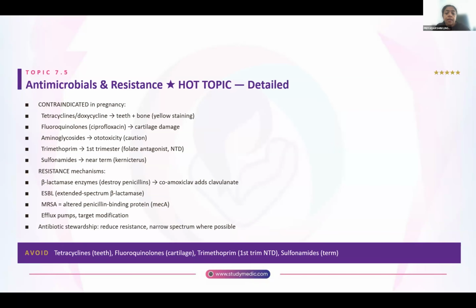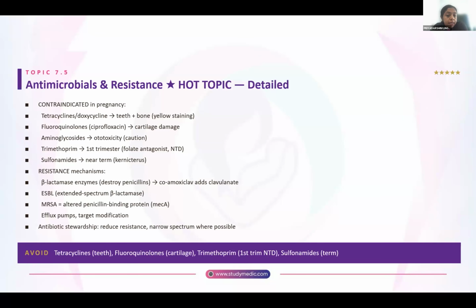So contraindicated drugs, tetracycline and doxycycline is going to be teeth and bone, that is yellow staining. Fluoroquinolones, ciprofloxacin causes cartilage damage. Aminoglycosides, ototoxicity, use with caution. And trimethoprim, first trimester, you have to use with caution because it is a folate antagonist. It has to be very, very careful. It can cause neural tube defects. And sulfonamides, near term, if you use it, is going to be associated with kernicterus. These 5 points are very, very vital ones. You need to remember them for your exam.